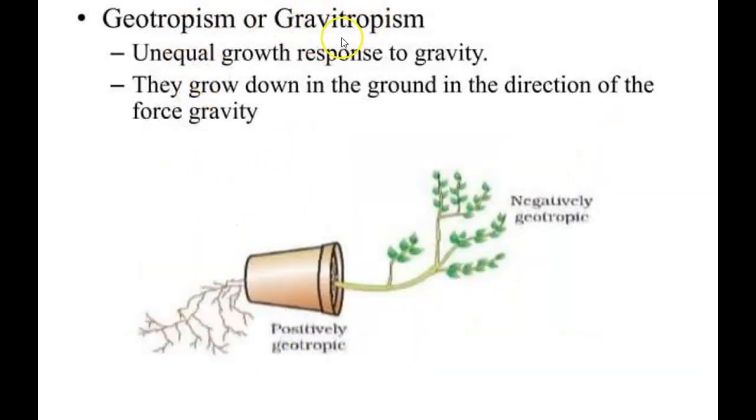Geotropism or gravitropism, these are basically unequal growth responses due to gravity. They grow down in the ground in the direction of the force of gravity. As here the shoots are moving away from the gravitational pull, that's why they are showing the negative geotropism, while roots are growing towards the gravity, so they are positive geotropic movements.